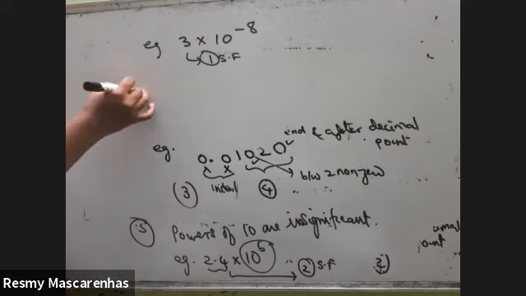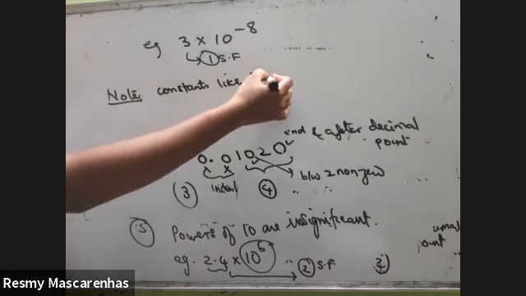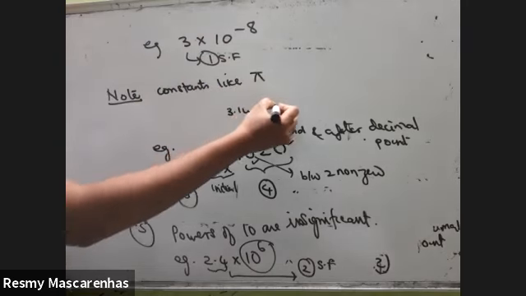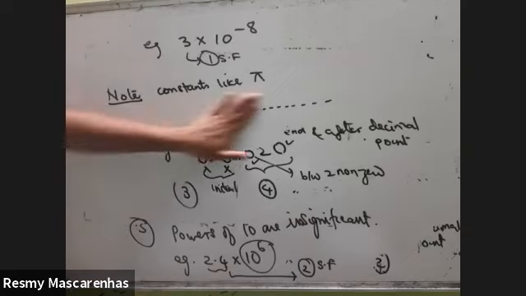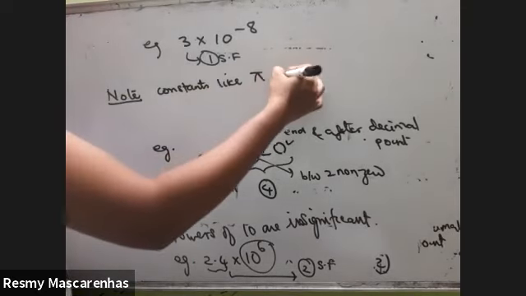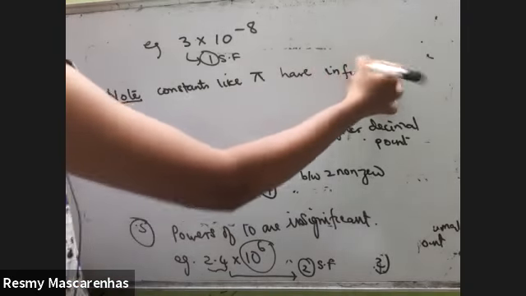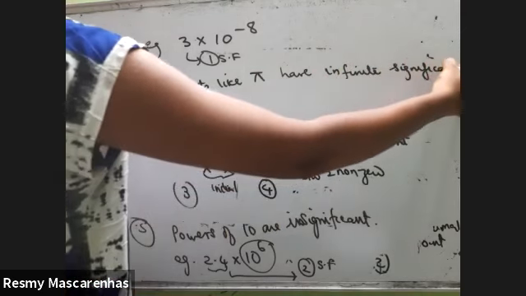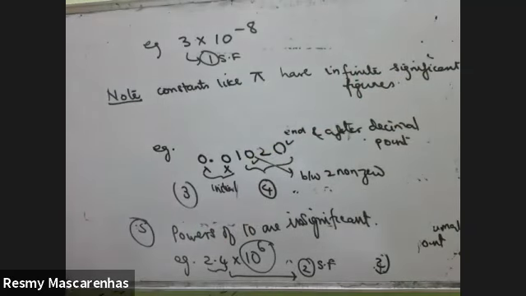And just for a note, constants like pi and all, you know that 3.14 something, the value of pi will just go on. The constants like pi and all usually are said to have infinite significant figures because it's non-ending. Normally they consider it to be infinite because the value goes very big.